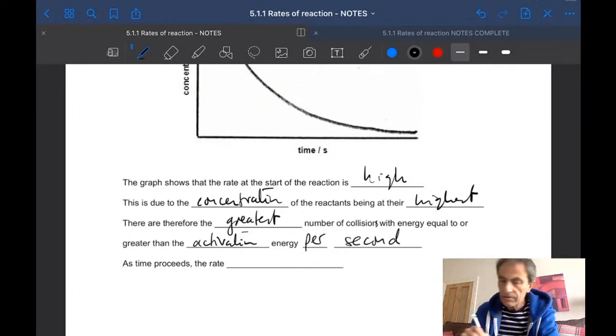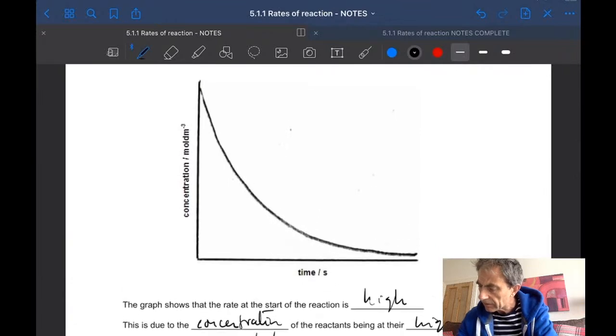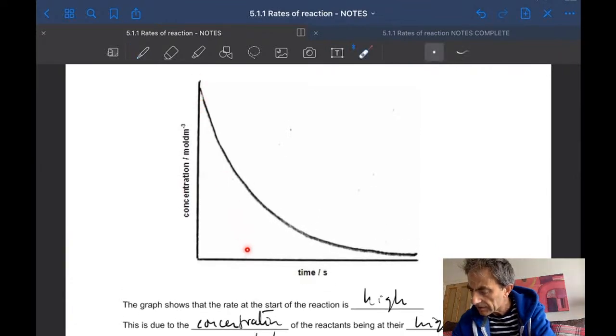Remember, rate is all about collision frequency, the number of successful collisions, the number of collisions with energy greater than or equal to the activation energy per second. That's the rate aspect, okay? And as time proceeds, you can see that the rate decreases. The tangent is very steep at the start, it's getting less steep, and eventually the gradient of the tangent would be 0 because there's no change in the y value. The concentration's not changing anymore.